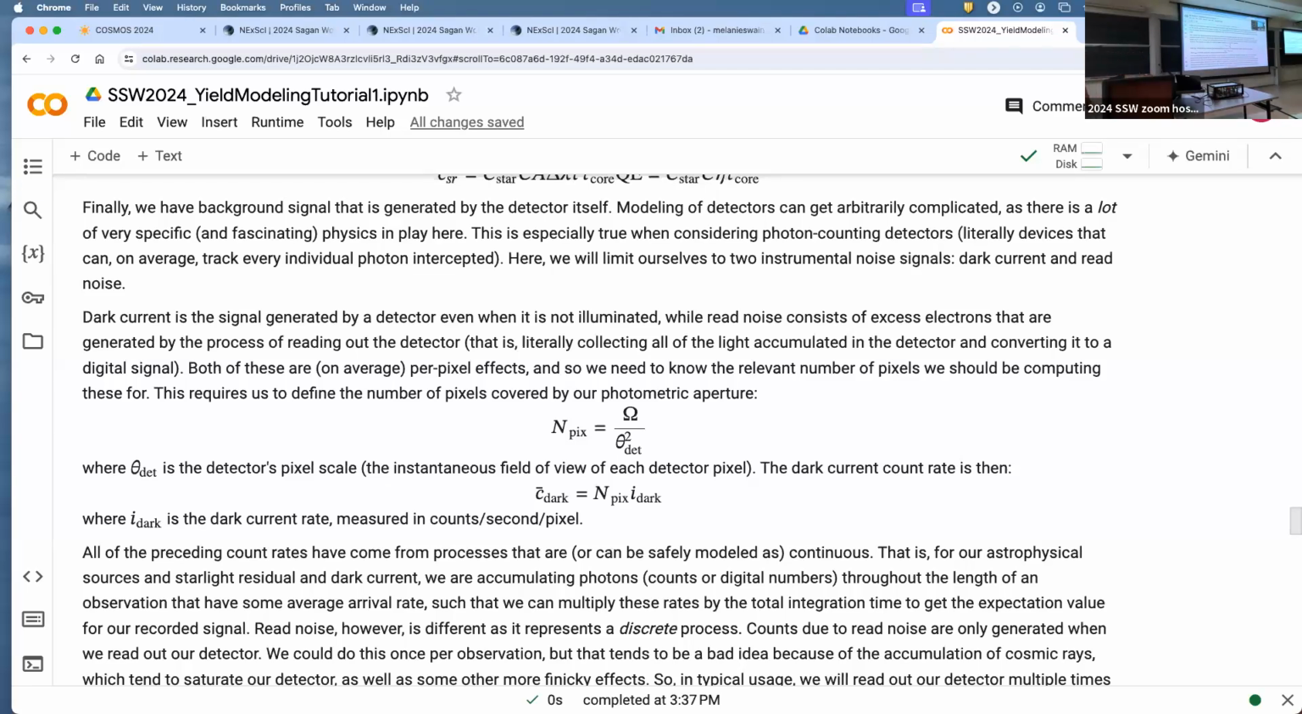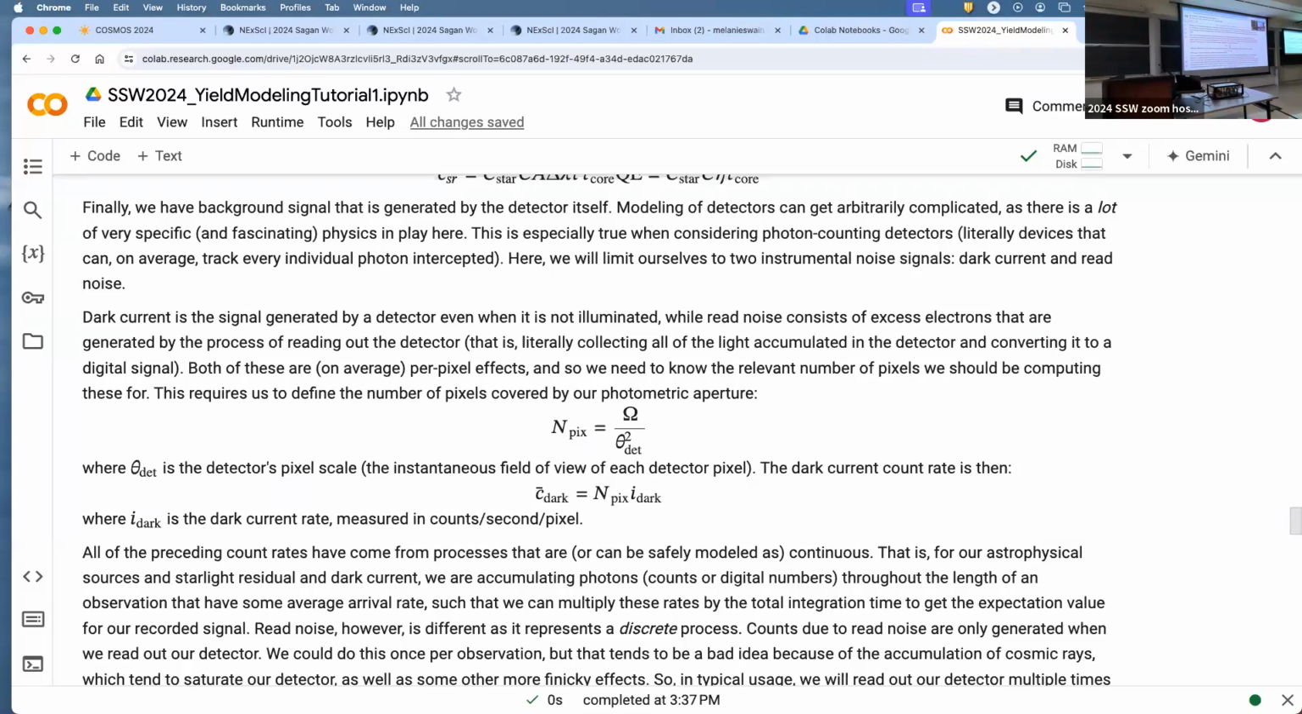So let me get back over here. So we want to know that, but we don't care about all the pixels on the detector. We only care about the pixels that are where our signal is going to be. So we need to calculate the number of pixels that we have in our photometric aperture. So our photometric aperture is beta beta, and then theta is like the instantaneous field of view of one pixel. So if you were going to take one pixel and project it through your telescope onto the sky, like that's how much angle a single pixel has, and then we have to square it.